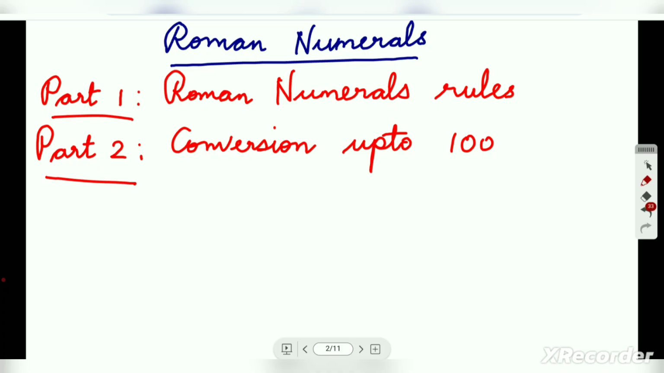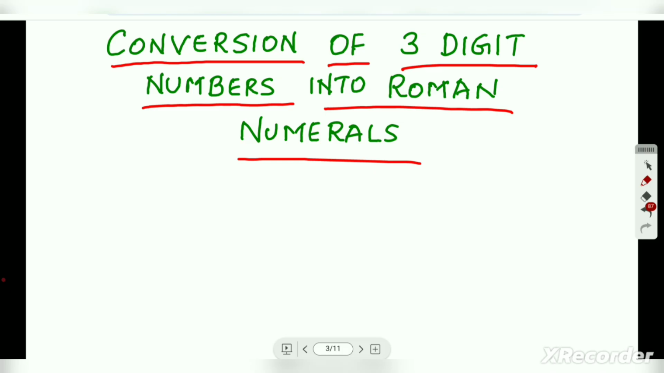Now let's take one step further and learn how to convert 3-digit numbers into Roman numerals. So in today's video, we are going to learn how to convert numbers from 101 all the way up to 1000. And don't worry, once you understand the pattern, this is actually quite simple. So let's get started.